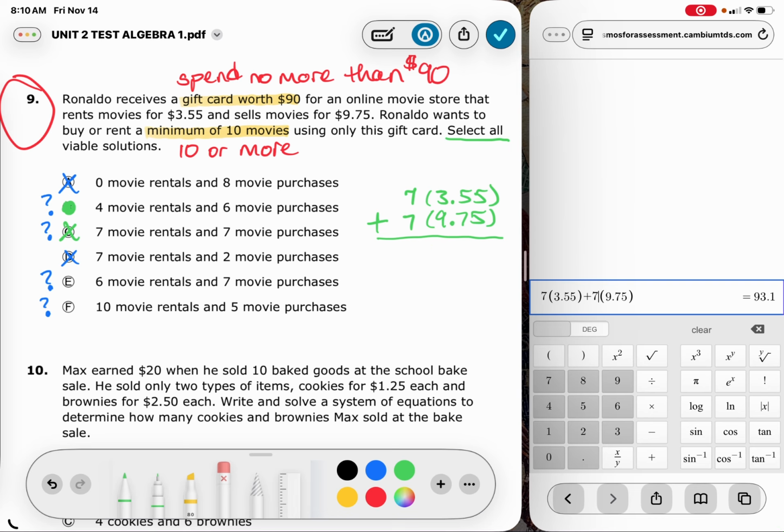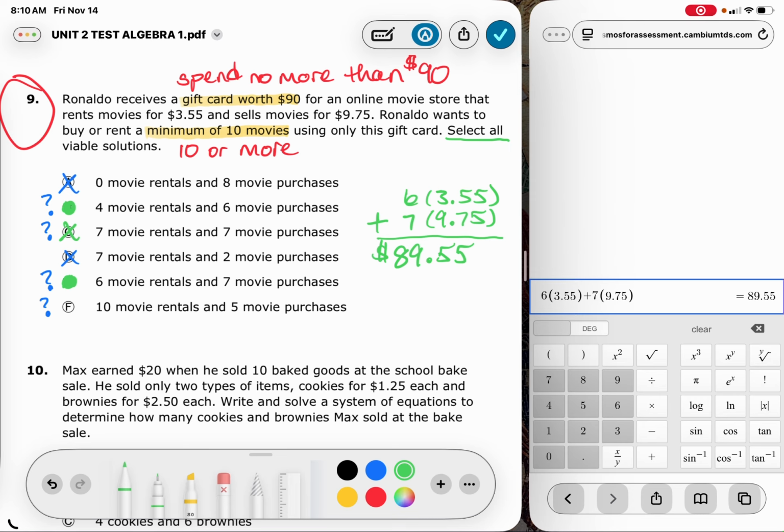Now let's take a look at answer choice E. E says 6 movie rentals, and 7 movie purchases. So I'm gonna change that top 7 to a 6. So now I'm gonna do 6 times 3.55. So I'm gonna go to my calculator. I'm gonna delete the 7 in front of the 3.55 and put a 6. That makes $89.55, which is less than 90. So E would be a correct answer.